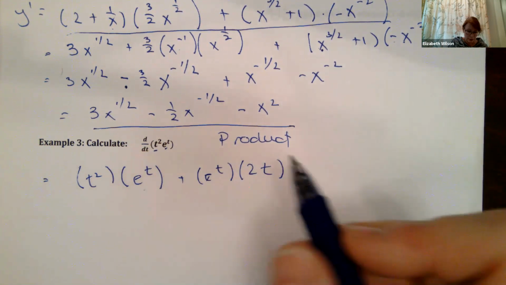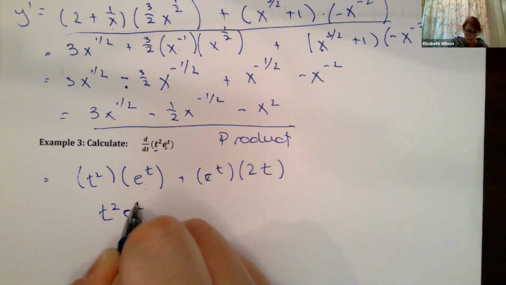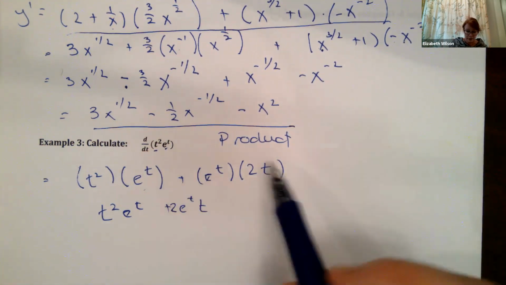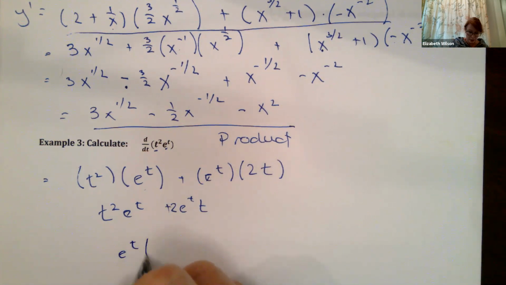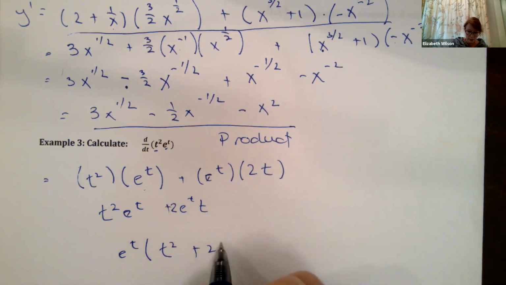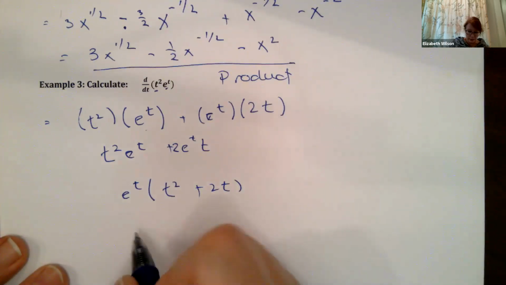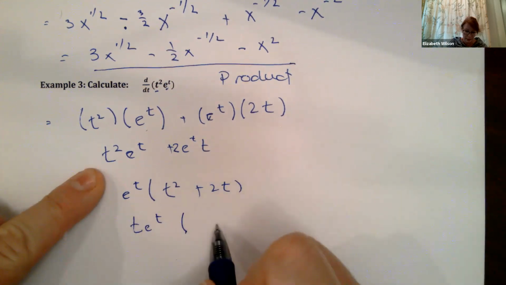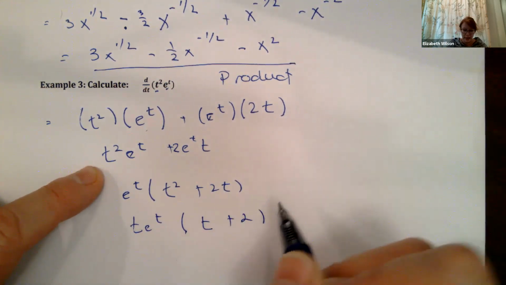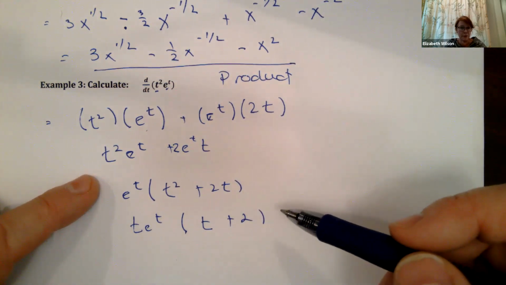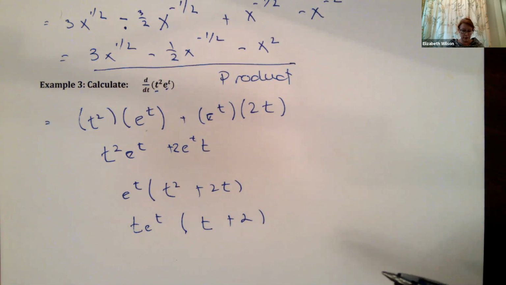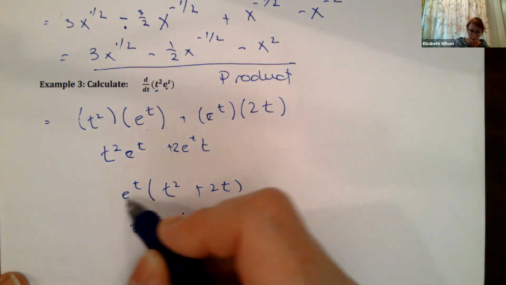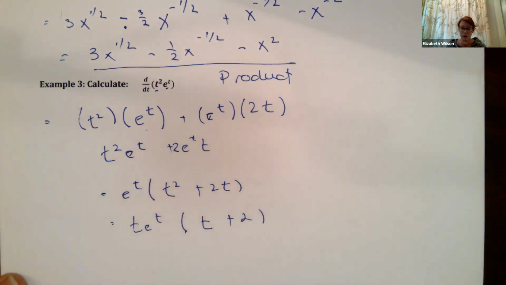So now I get to combine like terms. This becomes t squared e to the t plus 2t e to the t. Or I could just factor out an e to the t: t squared plus 2t. Or I could factor out a t e to the t, and then I'm going to get t plus 2. Any one of these is fine in terms of how you want to represent your derivative. They're all equal. These are probably easier to grade, but they're all equivalent.